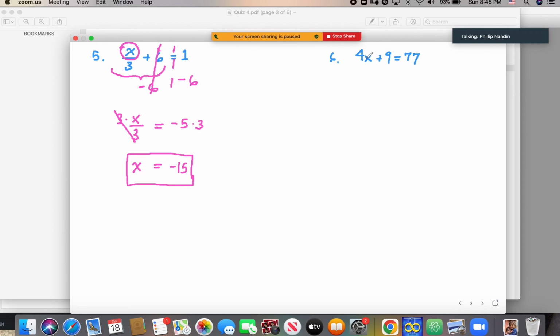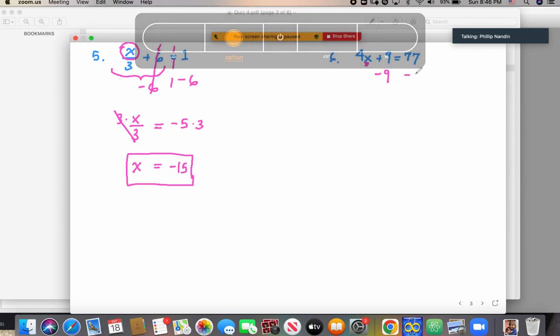Okay, now again, I want to get x by itself. I work my way out, in. So I'm going to subtract 9 on both sides to start.